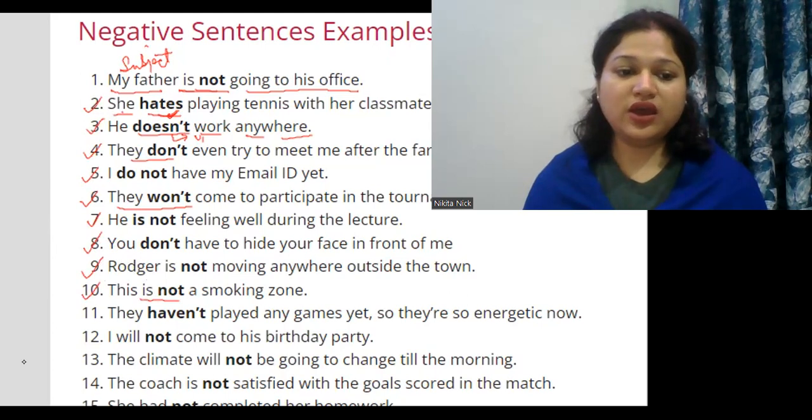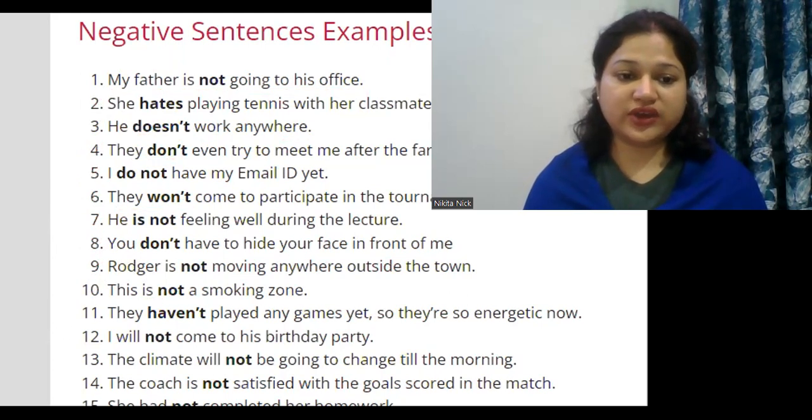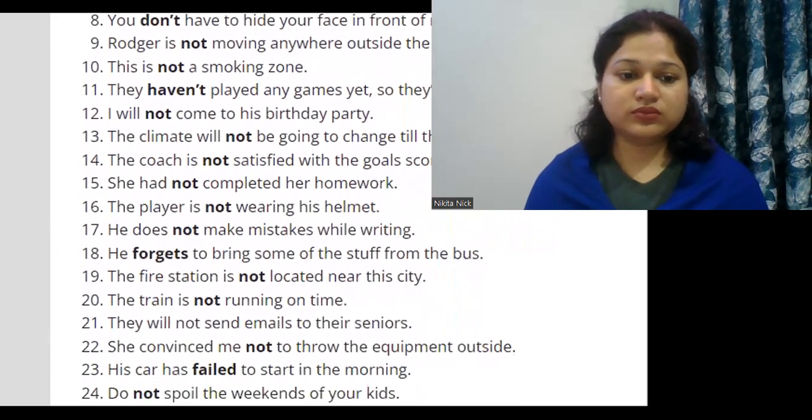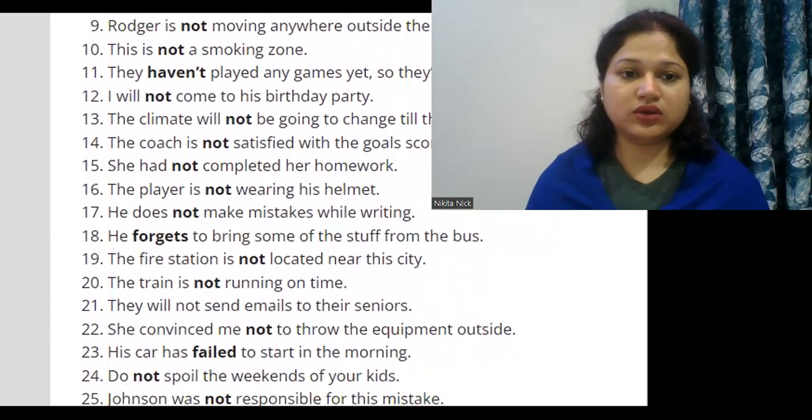So you have to see how the sentences are changing after using not. Okay. So where were we? All right. This is not a smoking zone. Number 11, they haven't played any games yet.